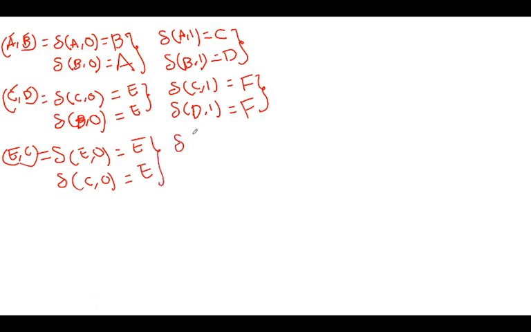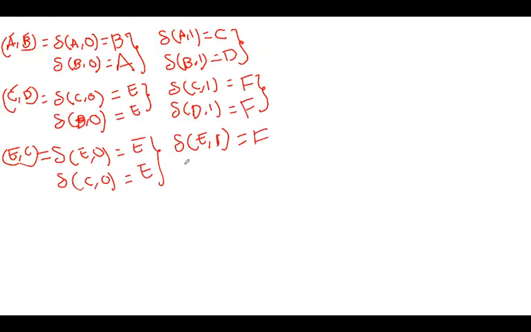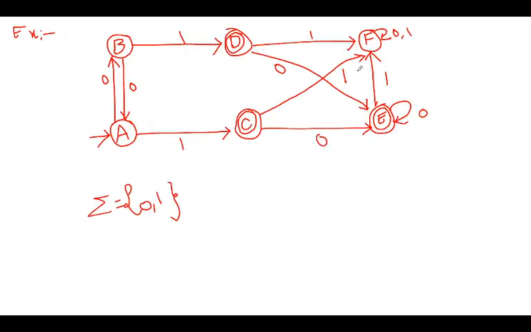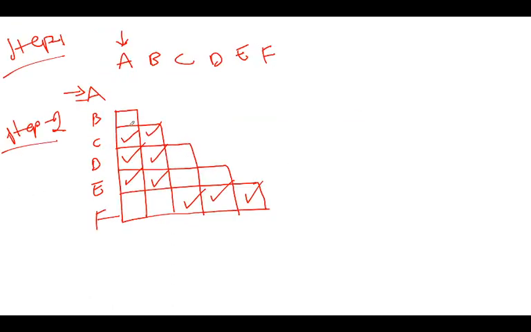Okay, then transition of E comma 1: only 1, not 0, guys. I'm writing in flow, but 1 only. E comma 1, E on taking the input 1 goes to F. Now transition of C comma 1, it will go to the same F only. Then skip this pair. Observe, this part is completed: DC completed, EC completed.